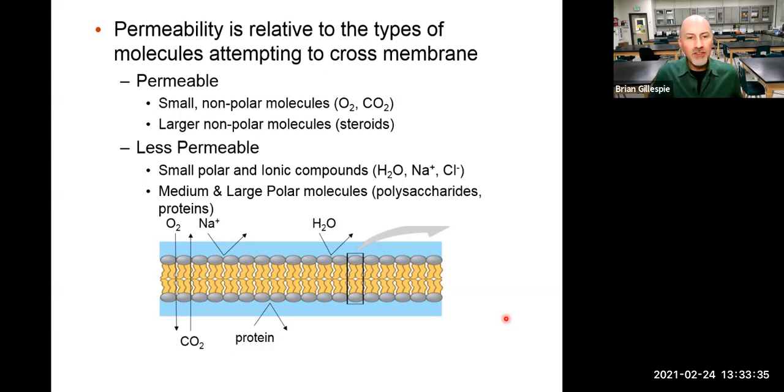The only thing, though, is that we still might need some of these substances, like these large polar molecules, and even these smaller ionic compounds can be useful to go from one side of the membrane to another, to come in or out. So how are they getting it? I mean, like water. Shouldn't we need water?